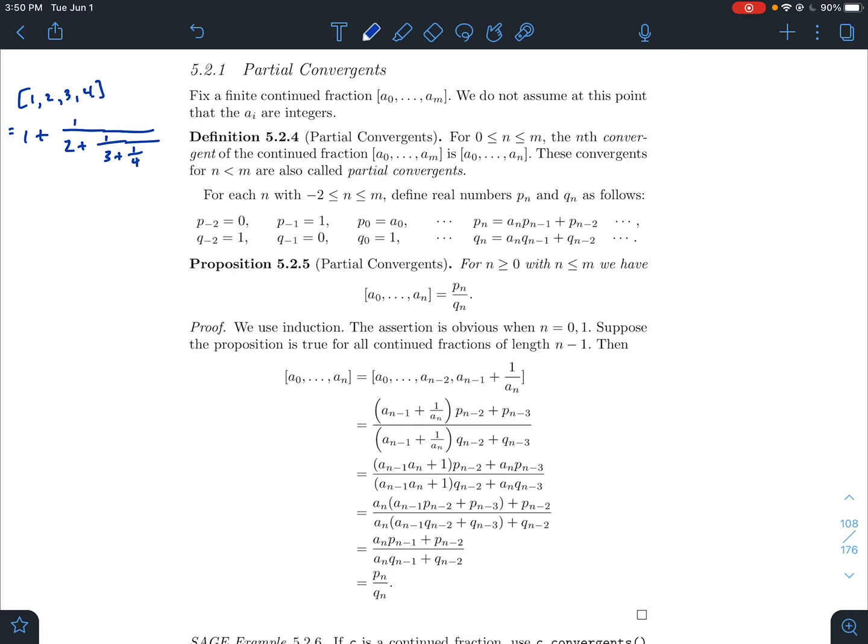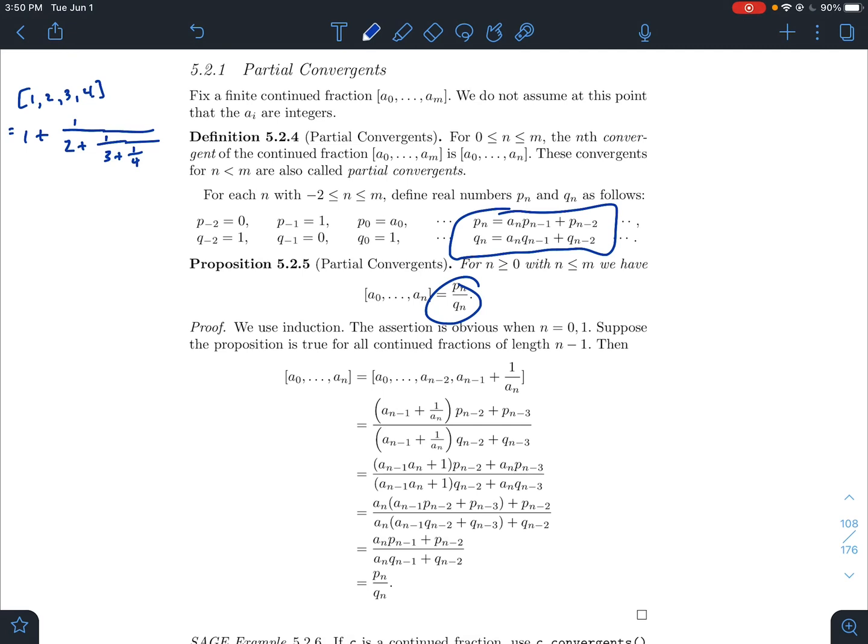To talk about the nth convergent of a continued fraction, a0 through am, we just want to be able to write it as this fraction pn over qn, where these formulas are obtained inductively, or recursively. How you prove that this formula works is by using induction. That's where I was getting ahead of myself a little bit.